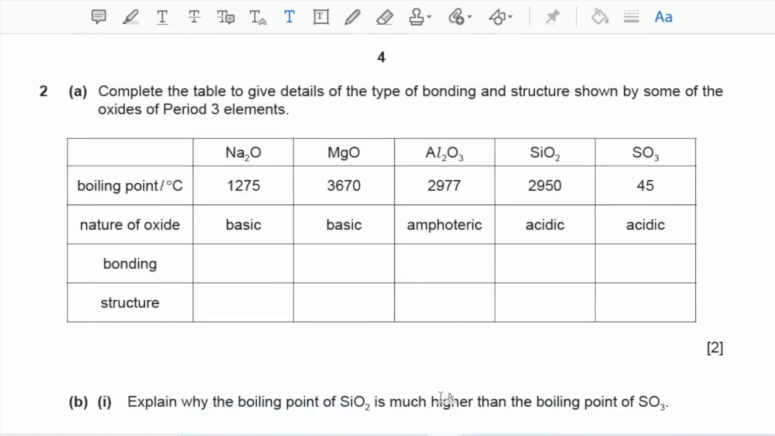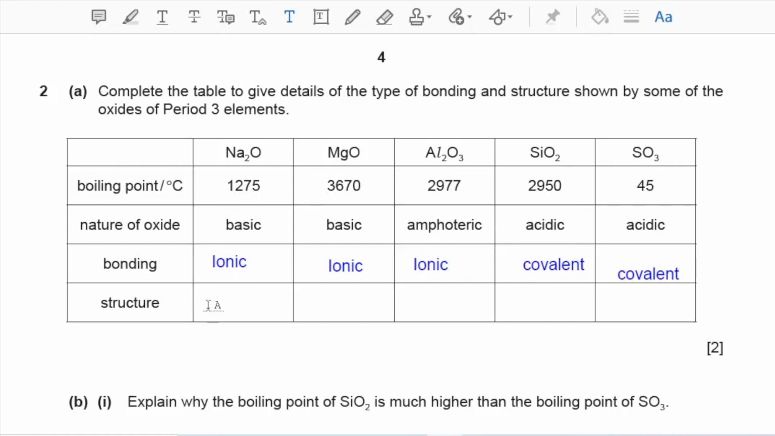Question number 2, part A. Complete the table to give details of the type of bonding and structure shown by some of the oxides of period 3 elements. Okay, so this is all you have to learn. What kind of bonding is present in sodium oxide? This is ionic bonding. Magnesium oxide, this is again ionic. Aluminium oxide, this is ionic too. Silicon oxide, this is covalent. Sulfur trioxide, this is also covalent.